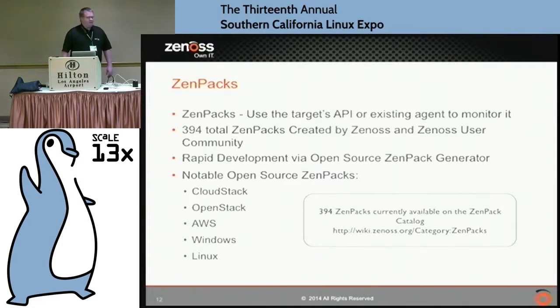So the way Zenoss monitors these things is via what we call ZenPacks. You're going to note a theme. Everything in Zenoss starts with Zen. ZenPacks will use a target API or an existing agent to monitor it. We're never going to install an agent on anything. We are totally agentless. That's going to, A, save you from security problems.